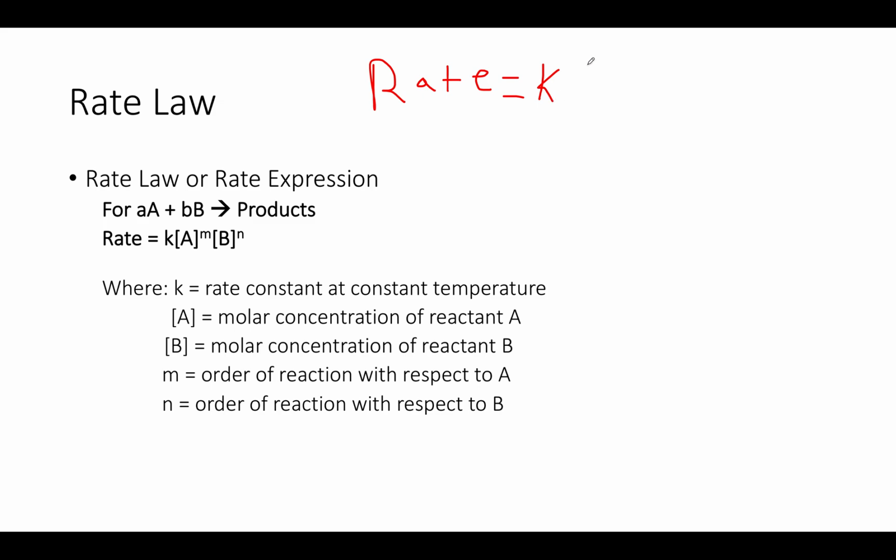But you're given the rate constant, and then you're given the concentration of your first reactant, and we'll call that A here. Now you also have to look at the order with respect to this reactant. M represents the order. Now, you're also looking at the concentration of your second reactant. We'll call that B, and we'll call the order here N.